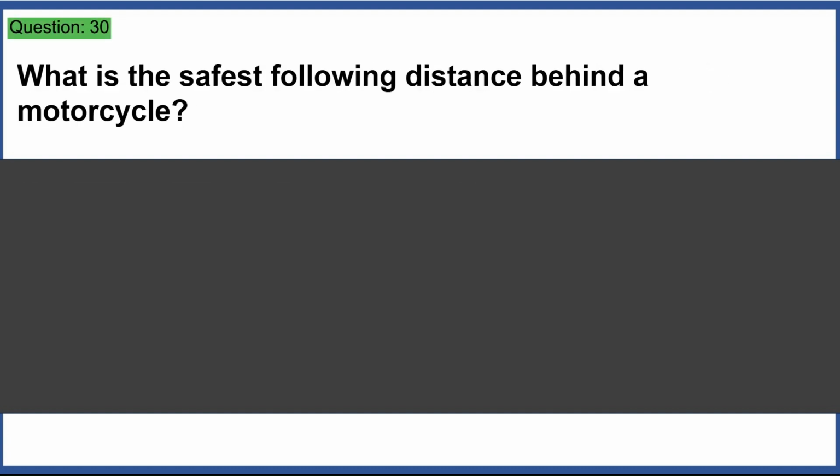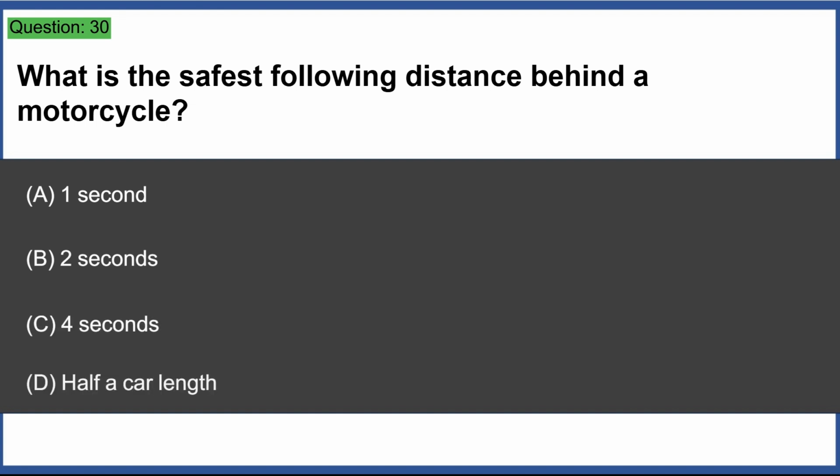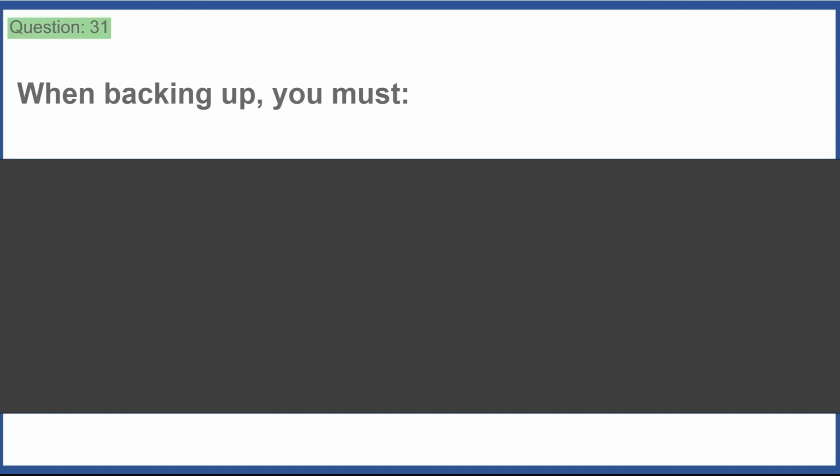What is the safest following distance behind a motorcycle? A. 1 second. B. 2 seconds. C. 4 seconds. D. Half a car length. Answer C. 4 seconds. When backing up, you must: A.